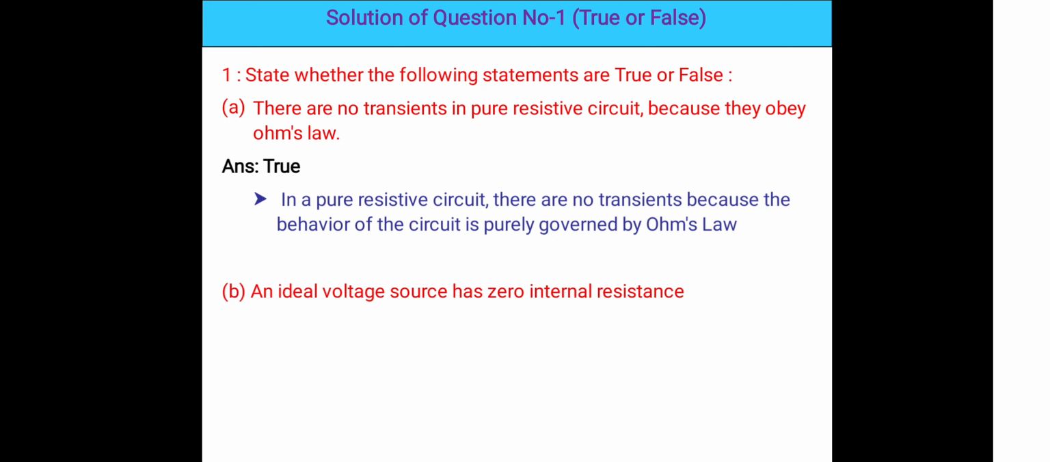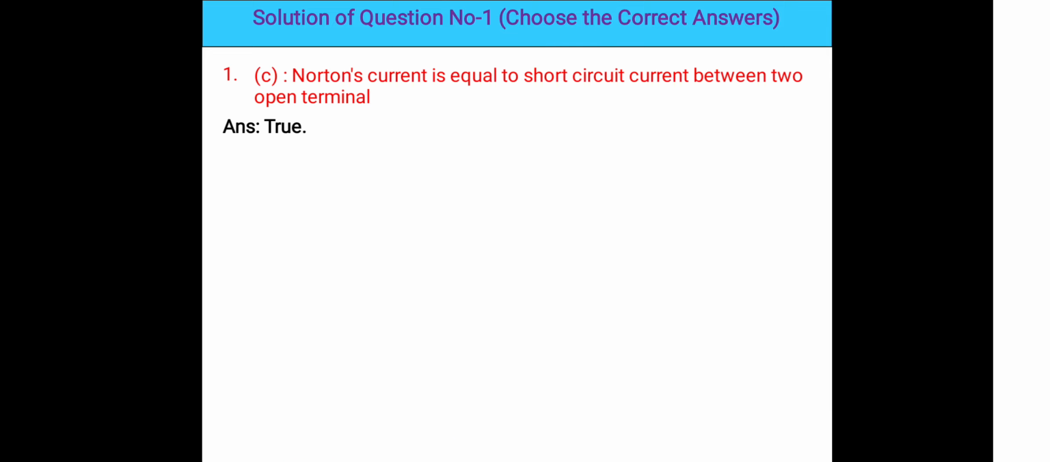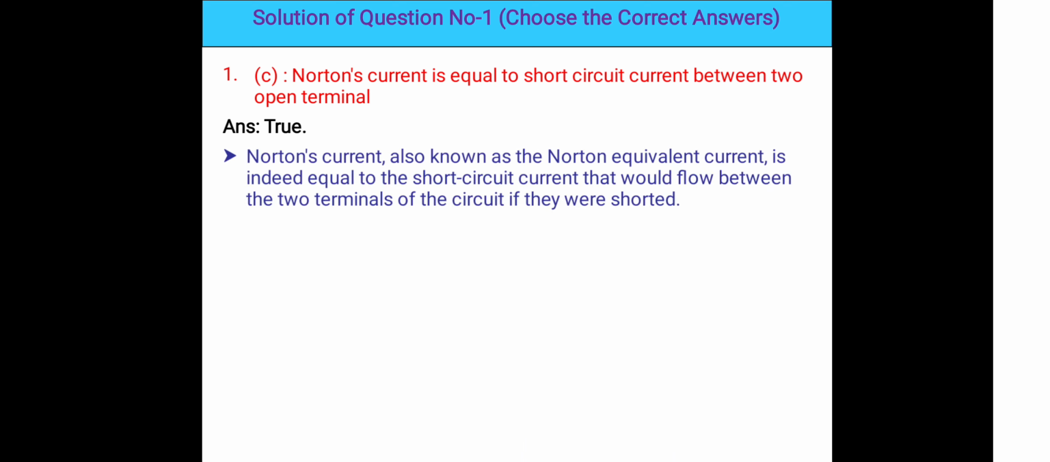An ideal voltage source has zero internal resistance. This statement is also true because an ideal voltage source has the following characteristics: zero internal resistance and constant voltage. So one characteristic is given here, an ideal voltage source has zero internal resistance. So this first condition is satisfied, and that's why this statement is true. Next: Norton current is equal to the short circuit current between two open terminals. This statement is also true because Norton's current, also known as the Norton equivalent current, is indeed equal to the short circuit current that flows between two terminals of the circuit if they were shorted. So this statement is true.